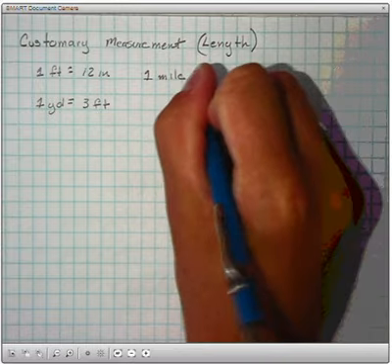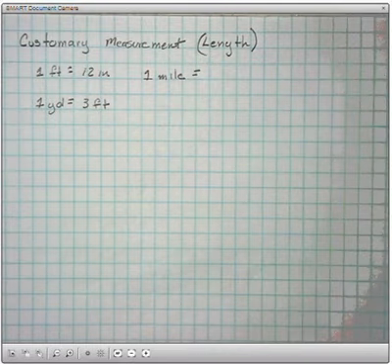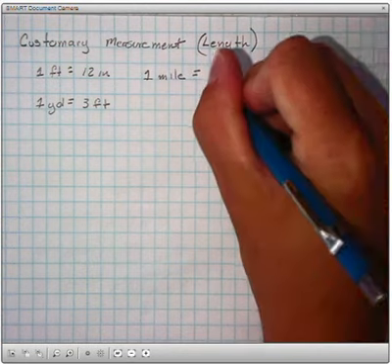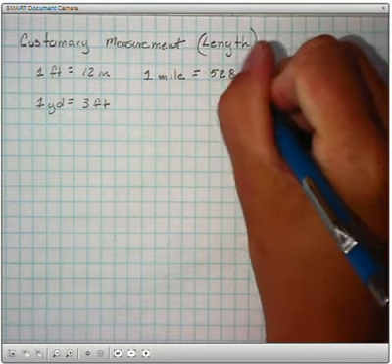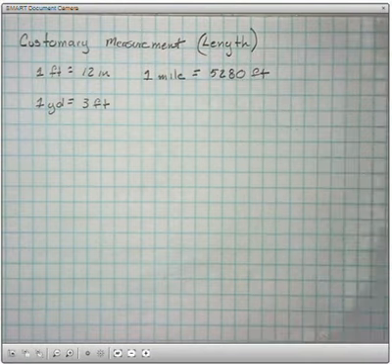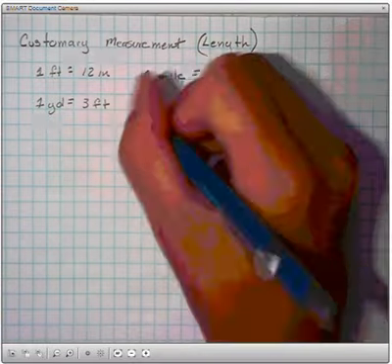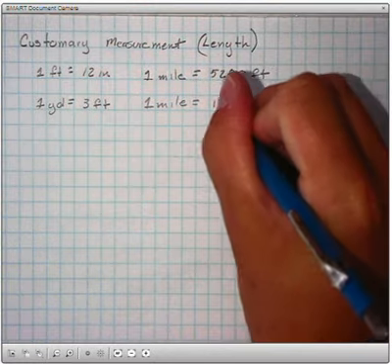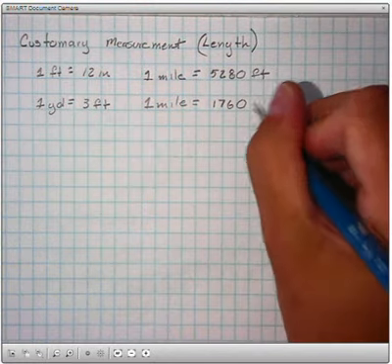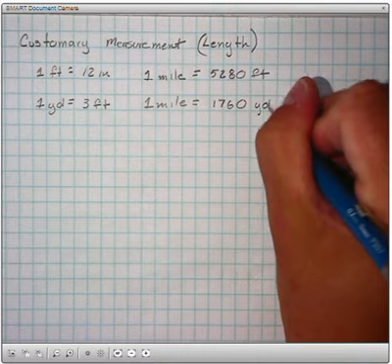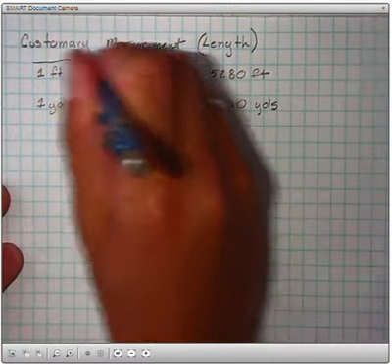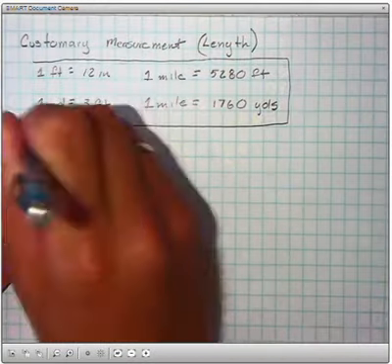One mile. Anybody know how many feet are in a mile? Evan? Feet in a mile, there are 5,280 feet in 1 mile. And there are 1,760 yards in a mile. So those are the 4 big conversions that you're going to have to remember.